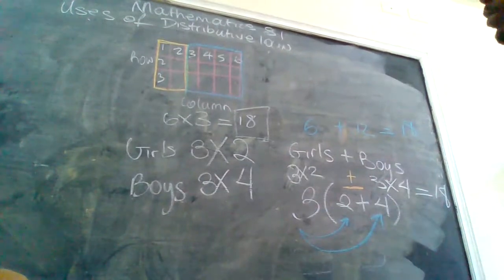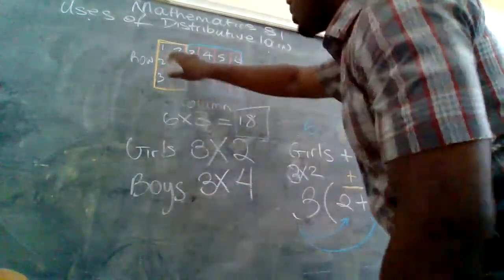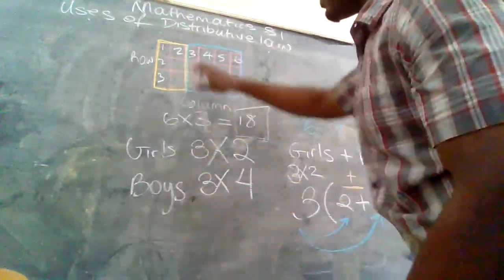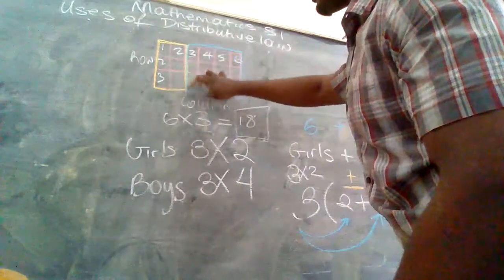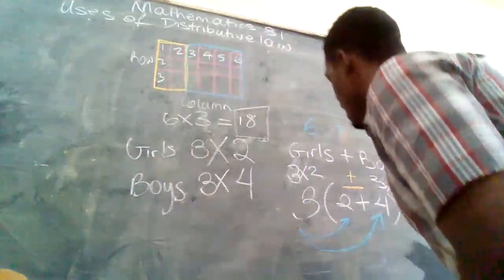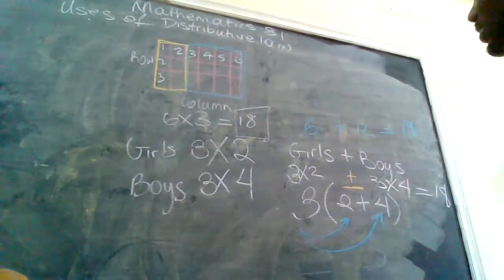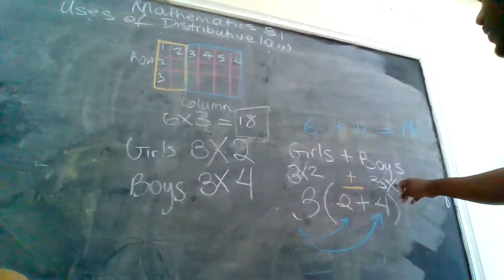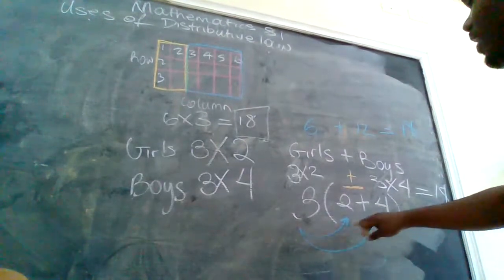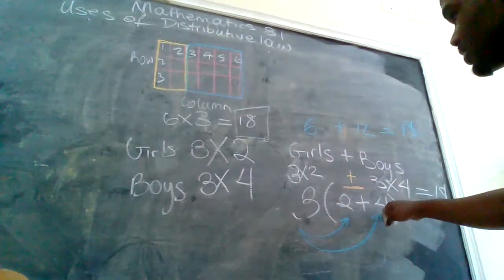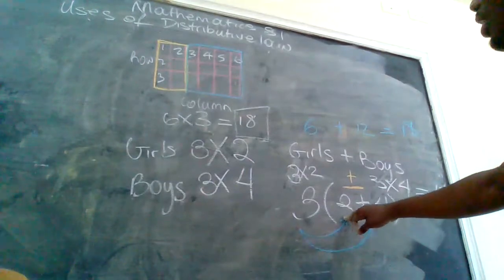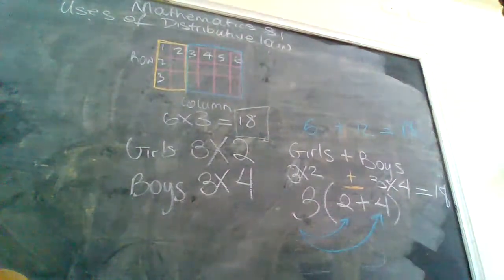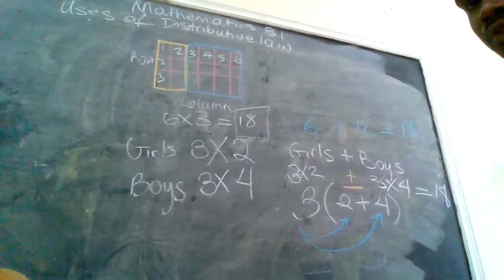So let me go over it one more time. The girls got 3 rows of chocolate and 2 columns of chocolate. The boys got 3 rows of chocolate and 4 columns of chocolate. And now when we distribute this by multiplying the bracket, we got 3 times 2 plus 3 times 4. And this came from the fact that the boys' share plus the girls' share, when multiplied by the 3 columns, will give you the total amount of chocolate. Alright? That's the distributive law.